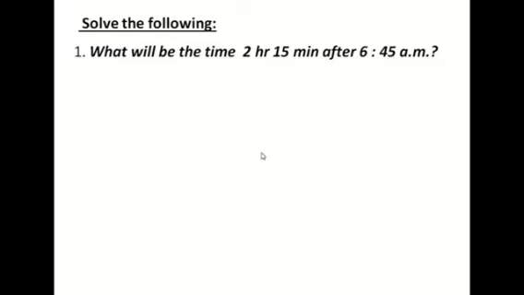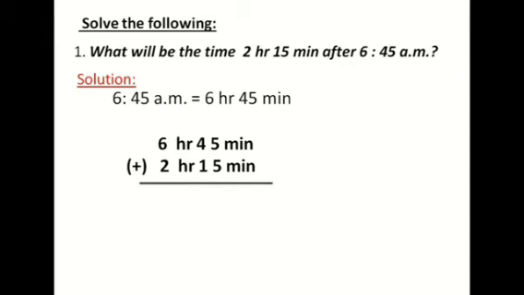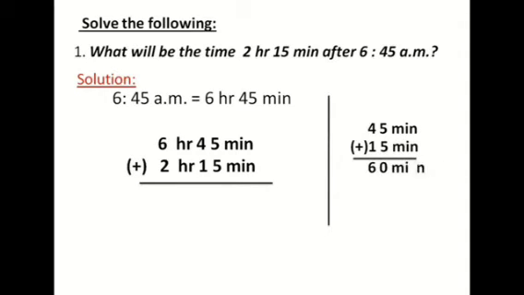So let's start. 6:45 a.m. means 6 hours 45 minutes. So 6 hours 45 minutes, and then we will write 2 hours 15 minutes. Add both of them. While adding, we'll start from minutes. So 45 plus 15 means 60. Yes? You know how to proceed? Please do. So it is 60 minutes.